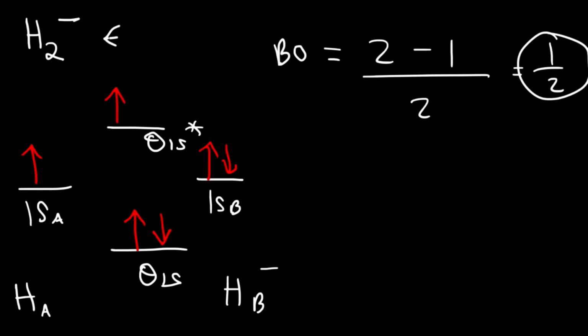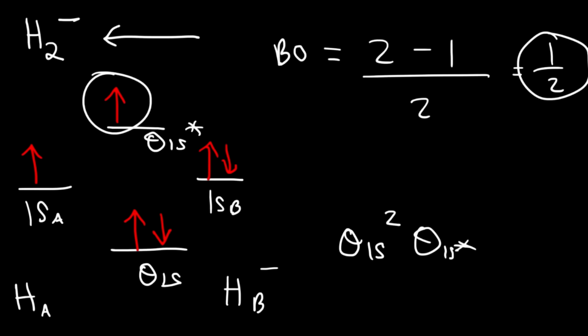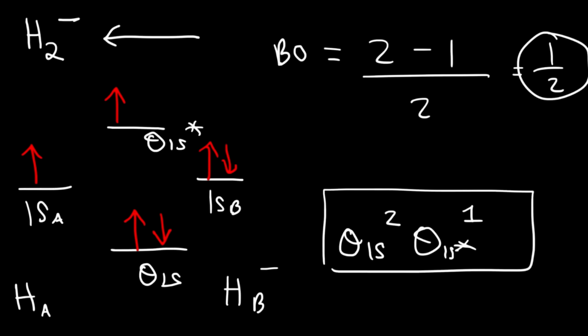Now the electron configuration for this molecular ion, it's going to be sigma 1s. There's 2 electrons in that orbital. And then sigma 1s star, which has only 1 electron. So this is the electron configuration for the molecular ion H2 minus.